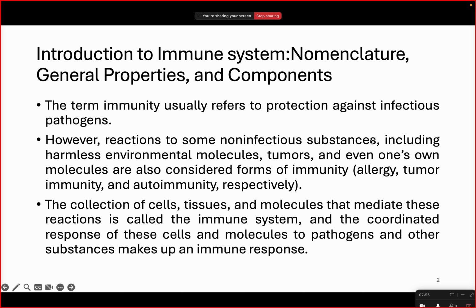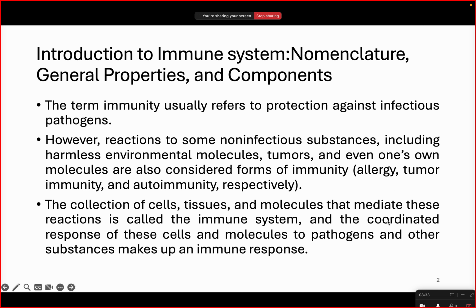So first we studied the immune system, right? Immunity usually refers to protection against infectious pathogens. Now all these things will be a little bit easier for you. In the first class, if you remember, even this slide was overwhelming, what are these terminologies? Now you have the components and you can fit them into the picture. The collection of cells, tissues and molecules that mediate these reactions is called the immune system, and the coordinated response of these cells and molecules to pathogens and other substances makes up the immune response.